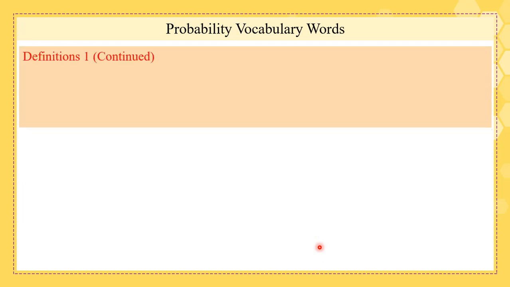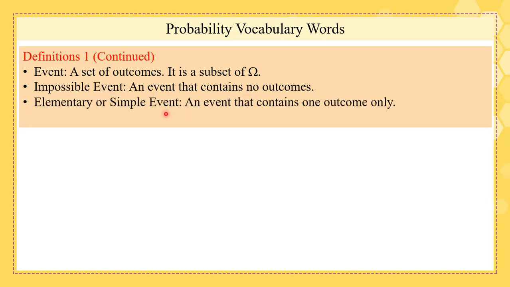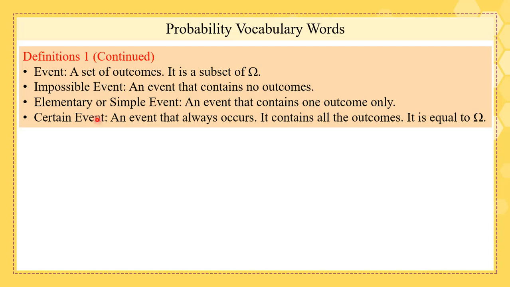Let's continue talking about the vocabulary words. Event, it's a set of outcomes, it's a subset of omega. So an event is a subset of omega. It contains many outcomes, and it could contain only one outcome or no outcomes. We have specifically what we call an impossible event. It's an event that contains no outcomes. We have the elementary or simple event, which is an event that contains only one outcome, and the certain event, which is the event that always occurs, it contains all the outcomes and it's equal to omega.